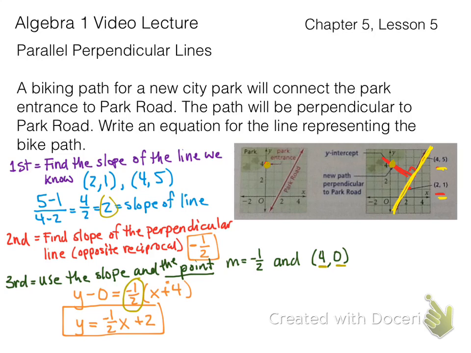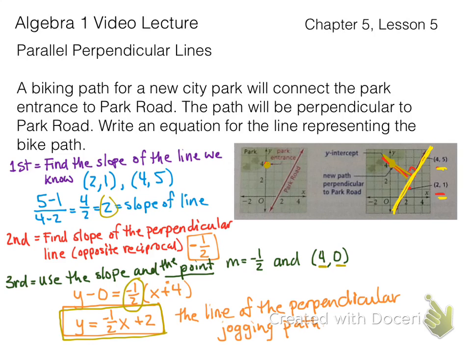This is in slope-intercept form. If you want it, you could put it in point slope form, or standard form, but it's not really going to do you any good. So the line represented right here is the line for the bike path, right there. Okay, well, it's a bike path. I told you I made a mistake. All right, there we go.